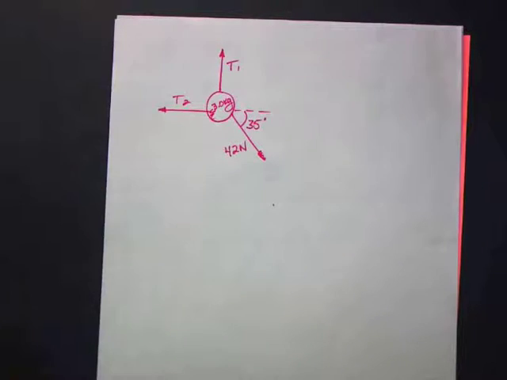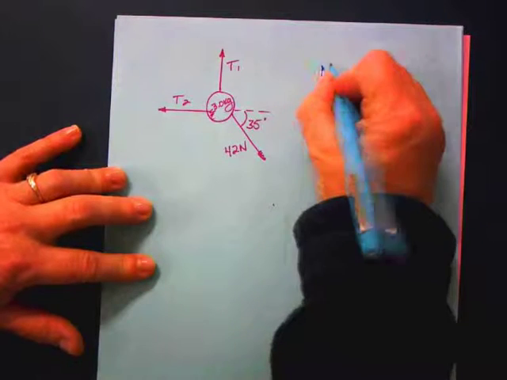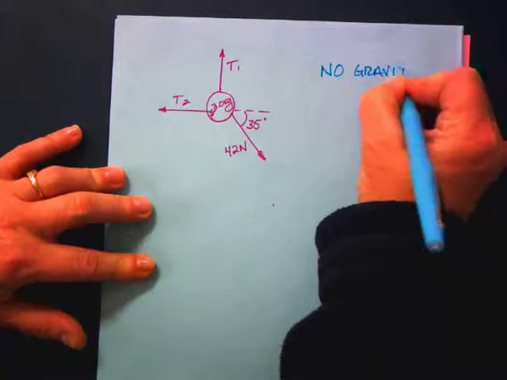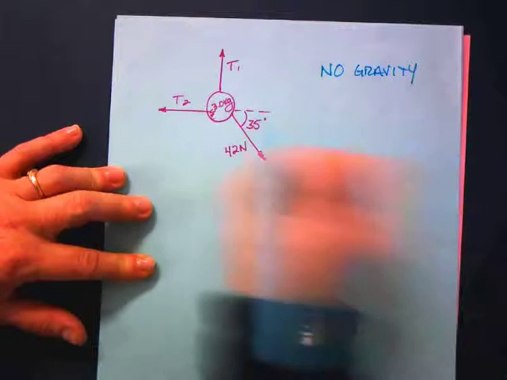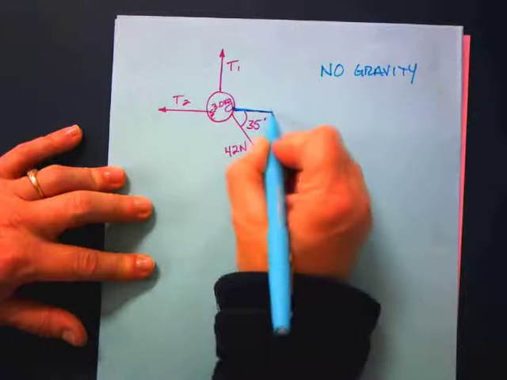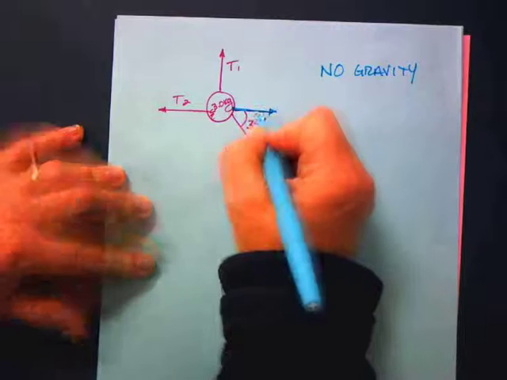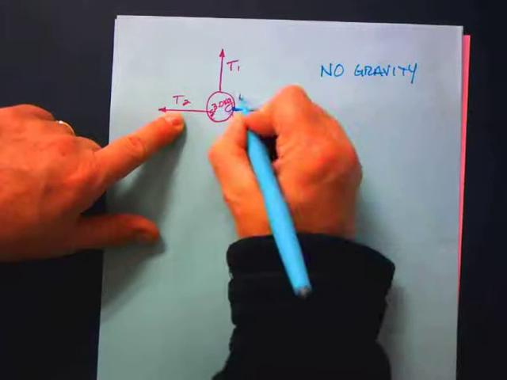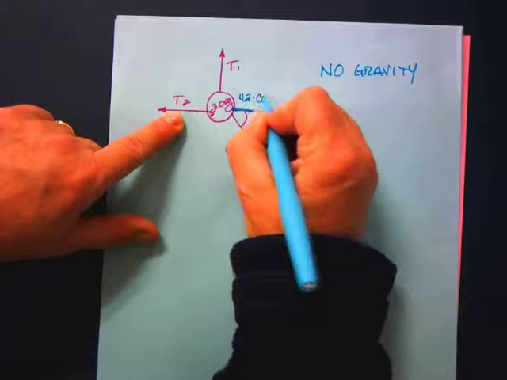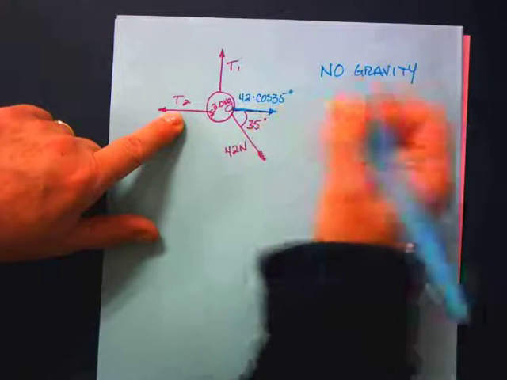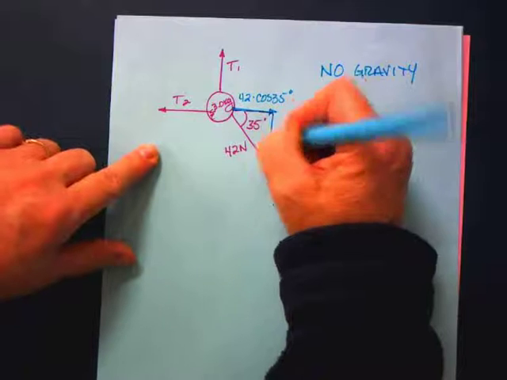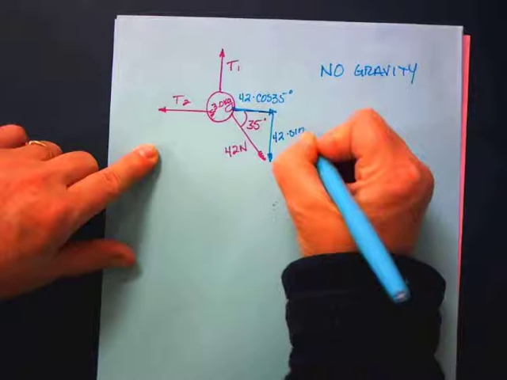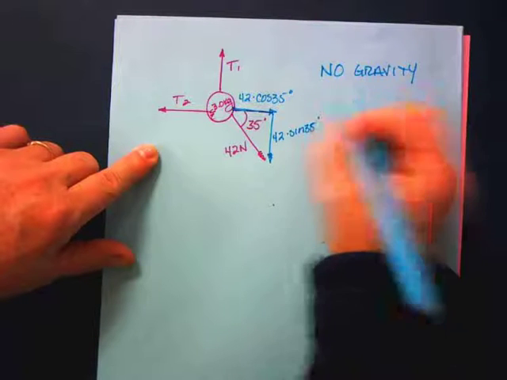All right, so let's do this first as if there's no gravity, okay? So if this were out in space, ups equals downs and left equals right. So that means that this triangle, the horizontal here will have to equal T2. And the horizontal is 42 times the cosine of 35 degrees. I think you're all getting pretty good at labeling the components. The vertical is 42 times the sine of 35 degrees.